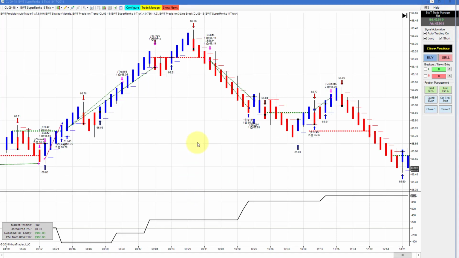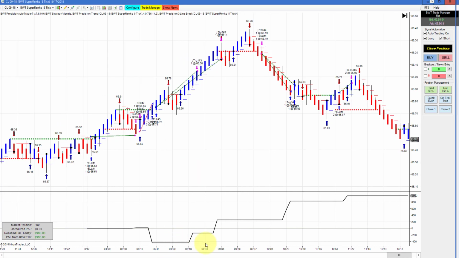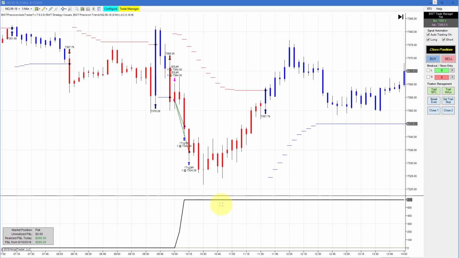Okay, the crude on our Superenco 8 tick with our line break logic. This has been very consistent for us. Here it is again. We drew down about 200 per contract and came back and hit our goal of 1000 with one tick of slippage. Okay, the NASDAQ on a 5-minute chart had a single trade, two contracts, and this did 595 for the day.